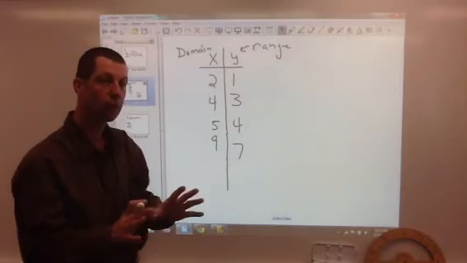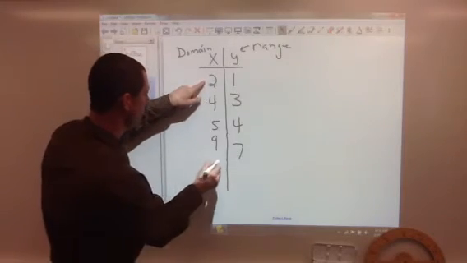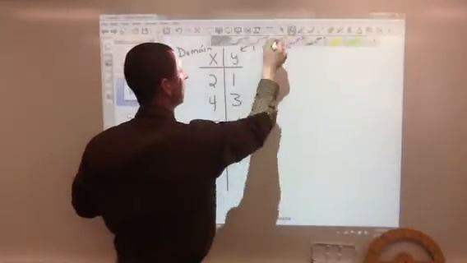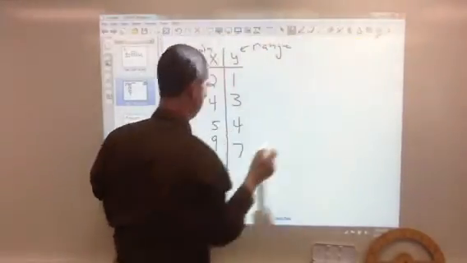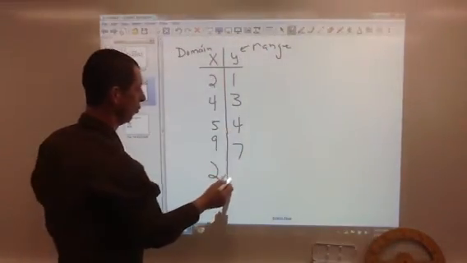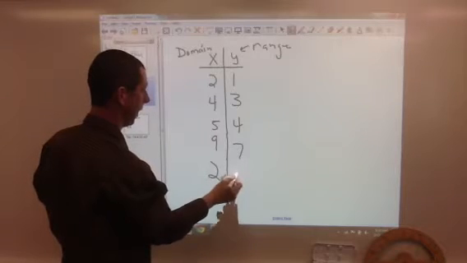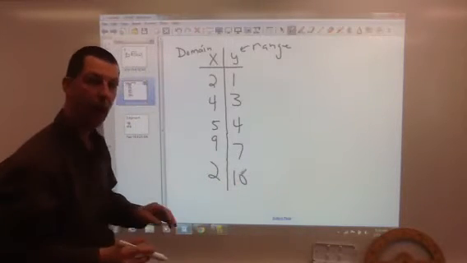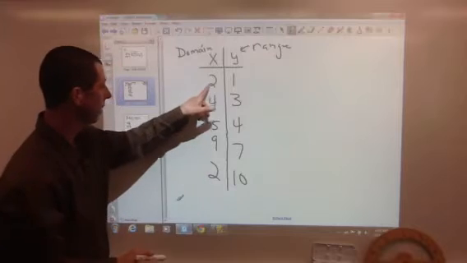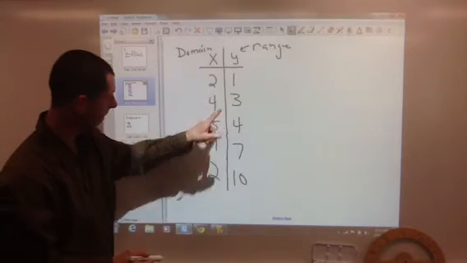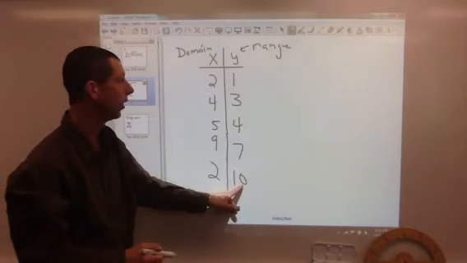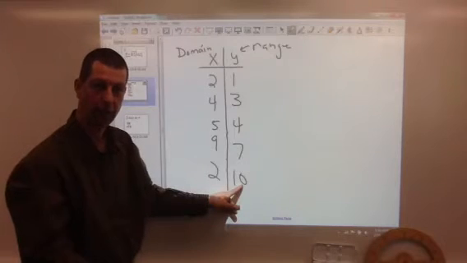Now, this would not be a function if I said, okay, how about 2 and 10? Now it would not be a function because 2 is already paired with 1. 2 cannot be paired with another range value or another y value.